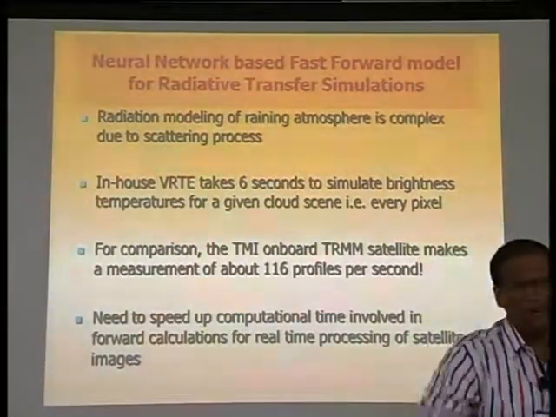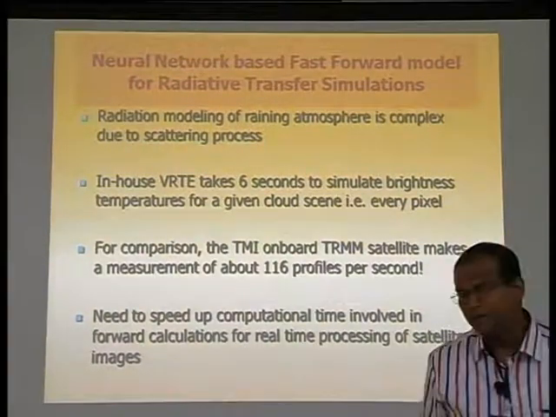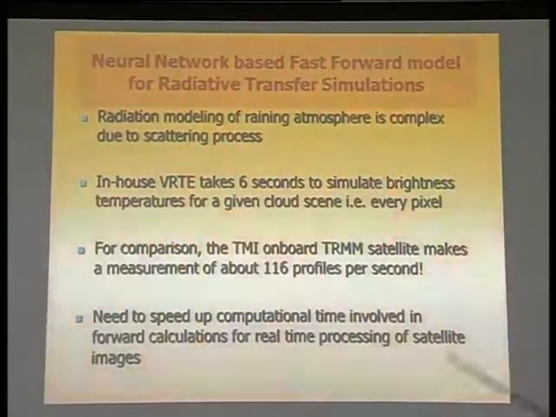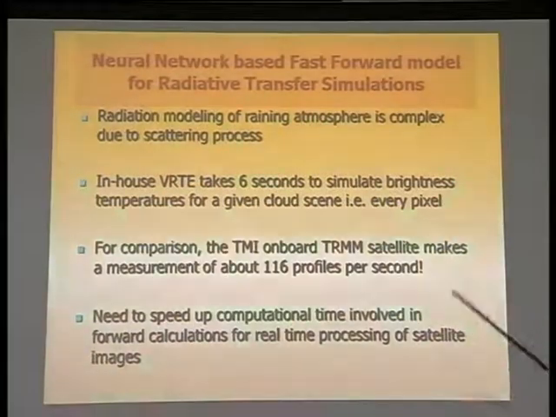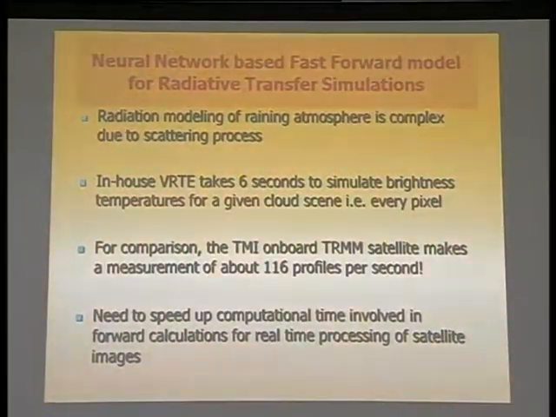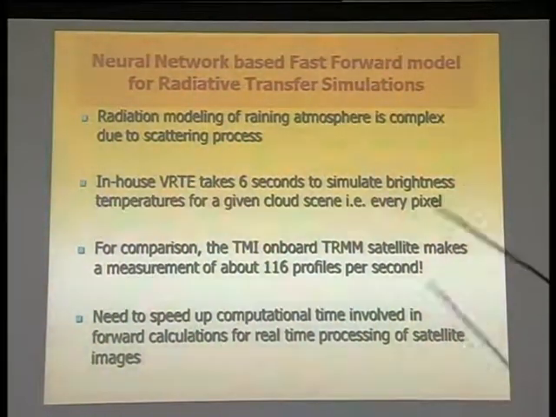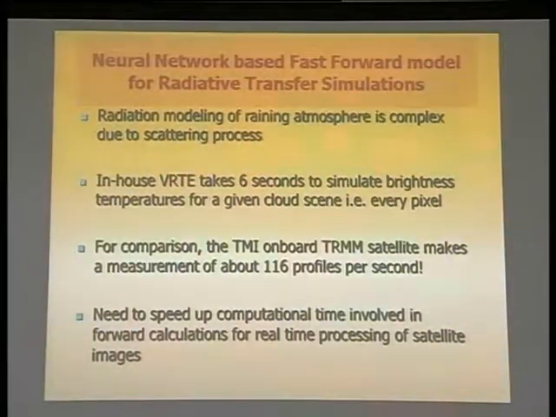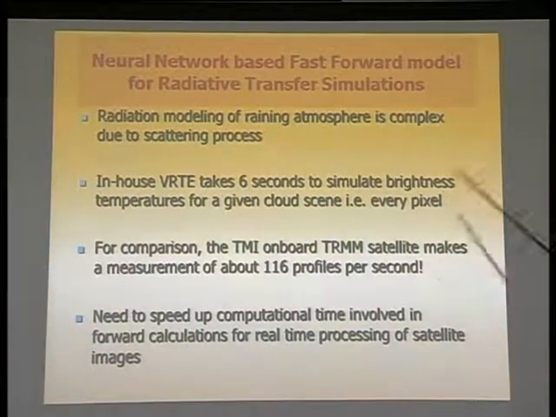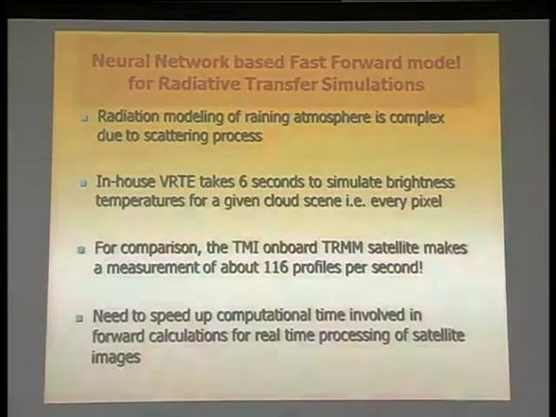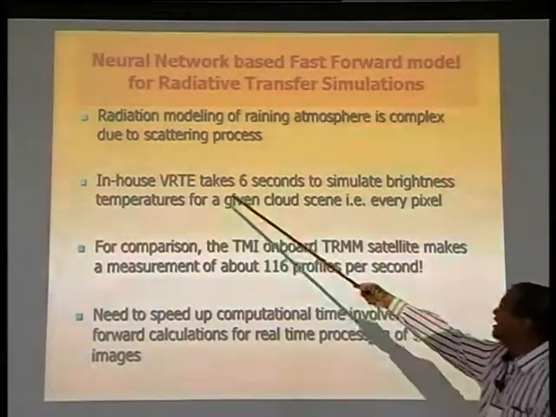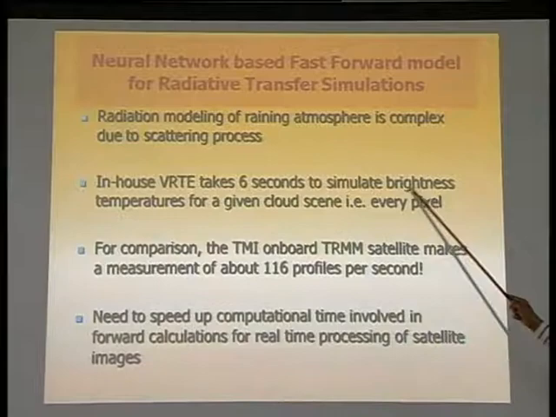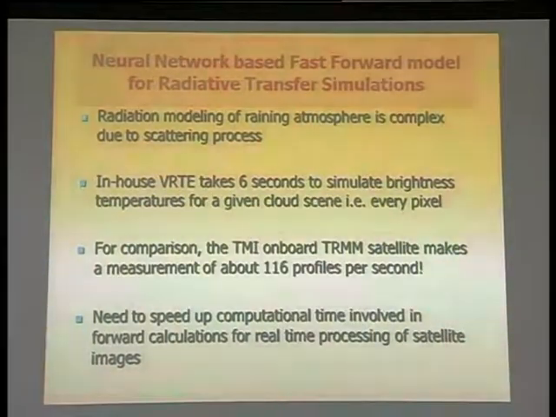So this is very repetitive, and you have to do it over so many pixels. Therefore, we developed a strategy where we'll use a neural network. This neural network will replace the radiative transfer model. This is basically what we call a fast RT model. The reason for going for this is that the in-house radiative transfer code takes 6 seconds to simulate brightness temperature for a given cloud scene.